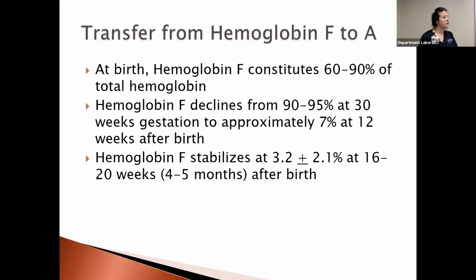And again, very important that you guys know the amounts. So at birth, hemoglobin F is going to be the predominant hemoglobin present, should constitute about 60 to 90% of the hemoglobin. As the individual ages, all right, so as the newborn ages, hemoglobin F is going to decline, and then it'll have about 7% at 12 weeks after birth. All right, so it's slowly decreasing, and then by 2 years at the max, that hemoglobin F should be less than 2%. Okay.